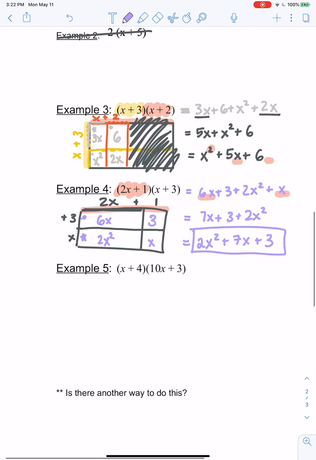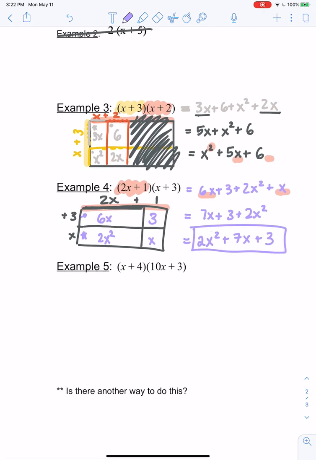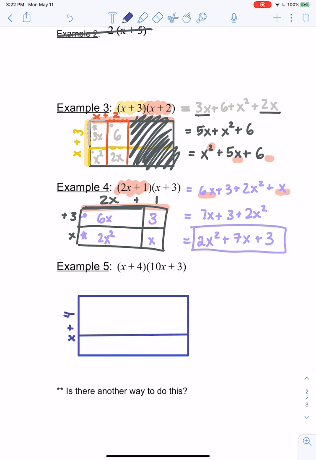Okay. Last example for this topic. Let's draw our box. We have, let's say, x plus 4 on this side here. Looks like that's x. That's the rest of that length is 4. Then we have 10x, so majority plus 3. So we have 10x plus 3 takes up that length here.